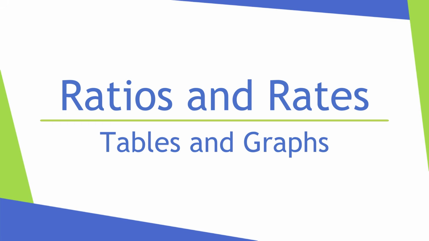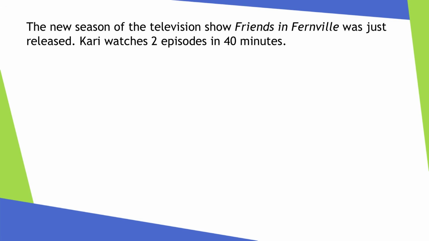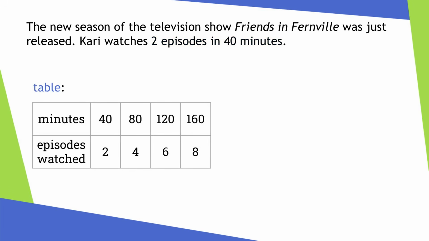Let's take a look at how ratios and rates can be displayed as tables and graphs. Here's an example of a rate. The new season of the television show Friends in Fernville was just released. Carrie watches 2 episodes in 40 minutes. The rate is 2 episodes every 40 minutes. Here's a table that represents that rate. Let's examine it more closely.